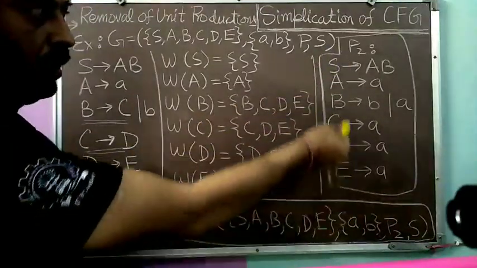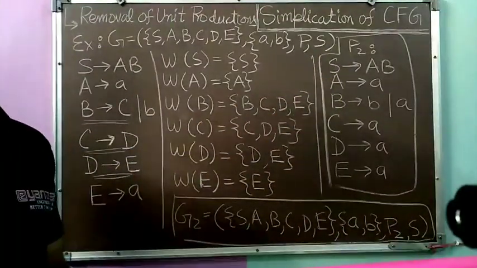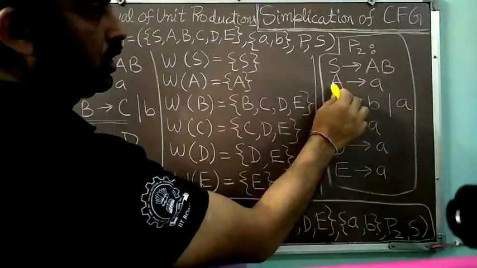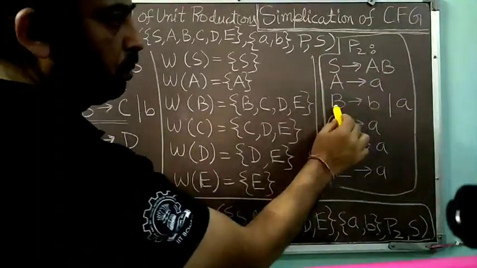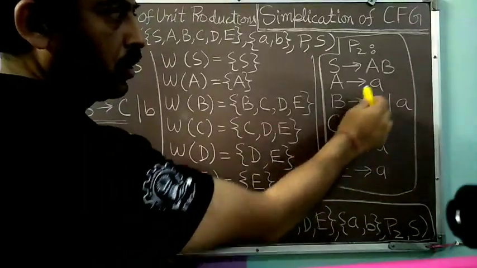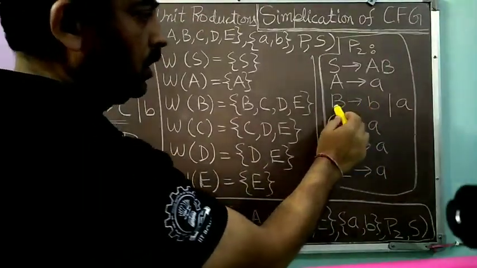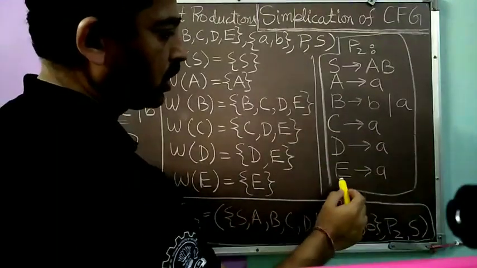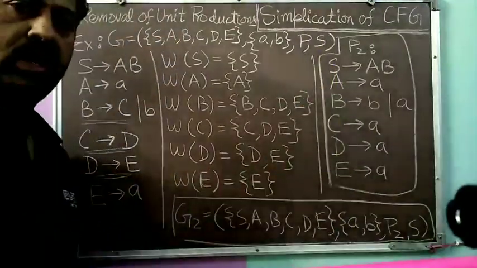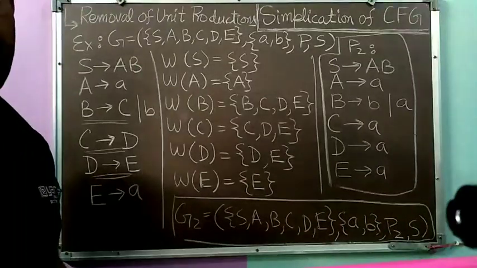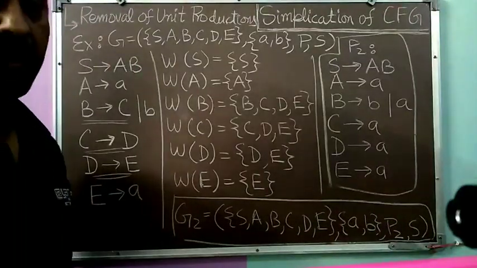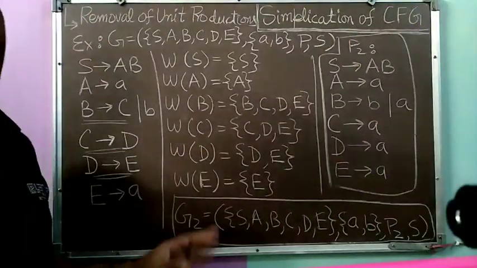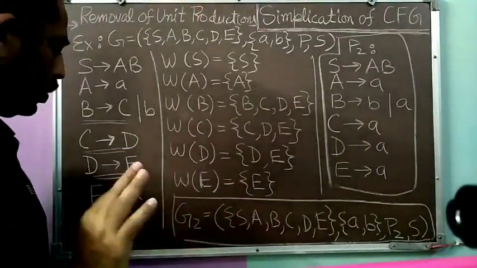Now you look at this grammar, we are not having any unit production. S to AB, it is a non-unit. A to small a, it is non-unit. B to small b, it is a non-unit because it is the terminal, it is not the variable. B to small a, it is non-unit. C to small a, D to small a, E to small a. So no production is a unit production. We are having only the non-unit productions in our grammar. So in this manner, we have removed all the unit productions.